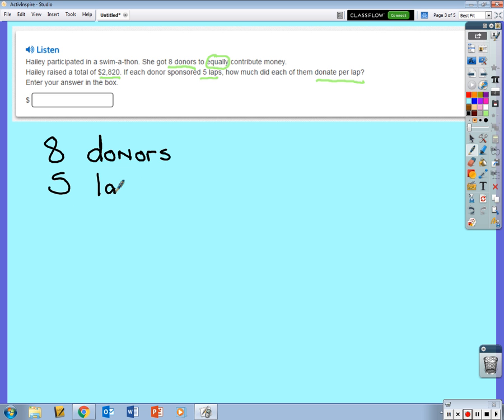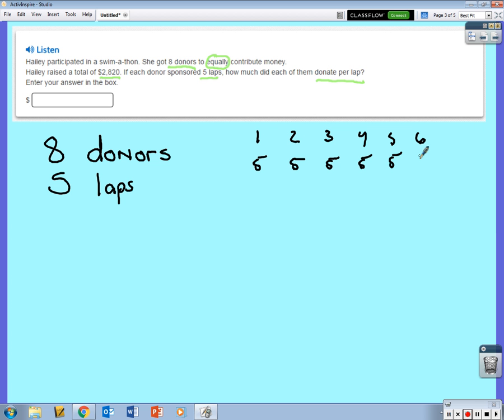So if you want to think of this as a picture, this person sponsored 5 laps. Person 2 sponsored 5 laps. Person 3 sponsored 5 laps. 4 for 5 laps. 5 sponsored for 5 laps. 6 sponsored for 5 laps. 7 sponsored for 5 laps, and the 8th person sponsored for 5 laps.